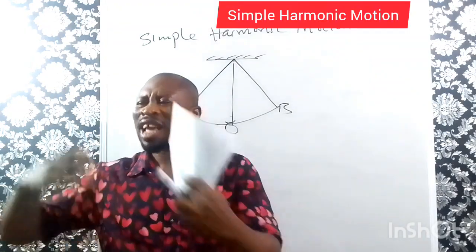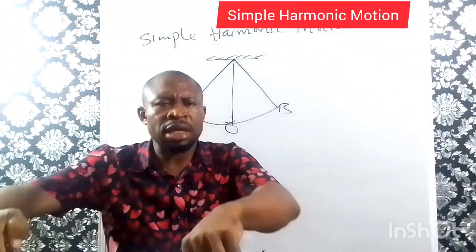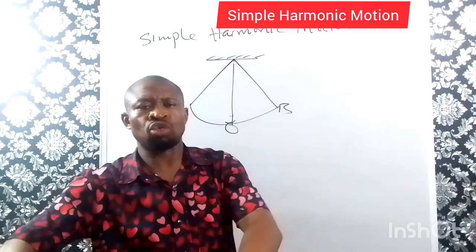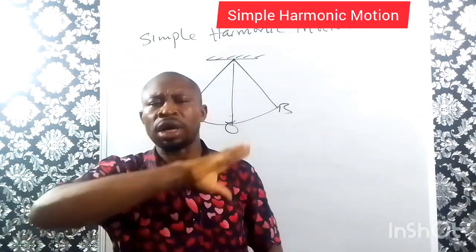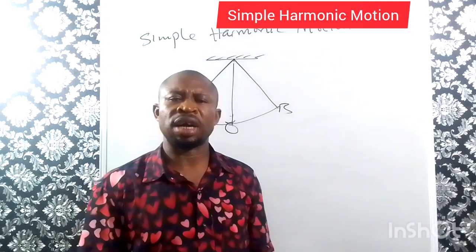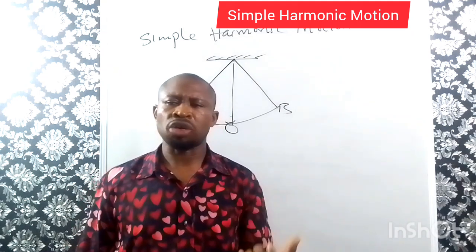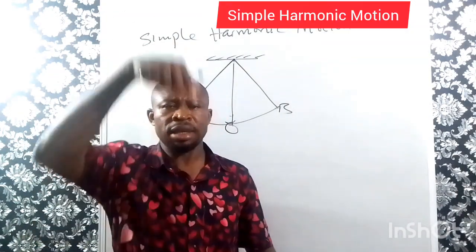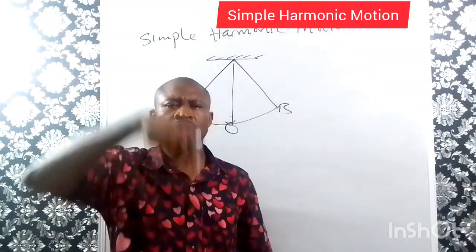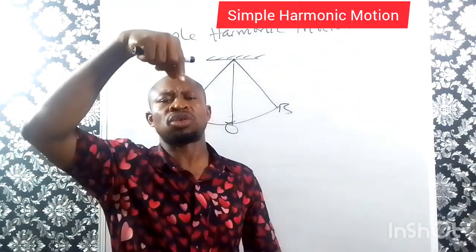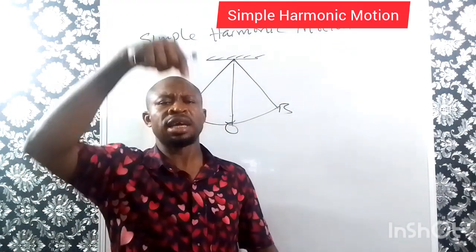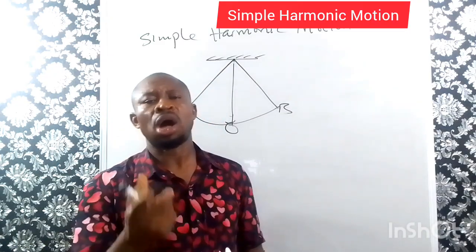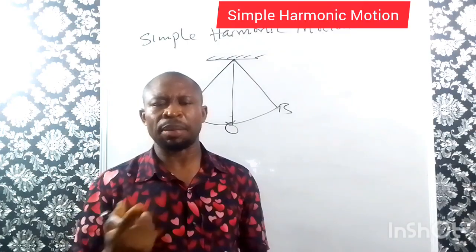once after washing your clothes, hang them on a rope. They start to move back and forth. Of course, with time, it will come to a halt. So that also is another example of simple harmonic motion. We can have a loaded test tube oscillating vertically in a liquid. If you load a test tube and allow it to oscillate vertically in water or in a liquid, it is also another example of simple harmonic motion.